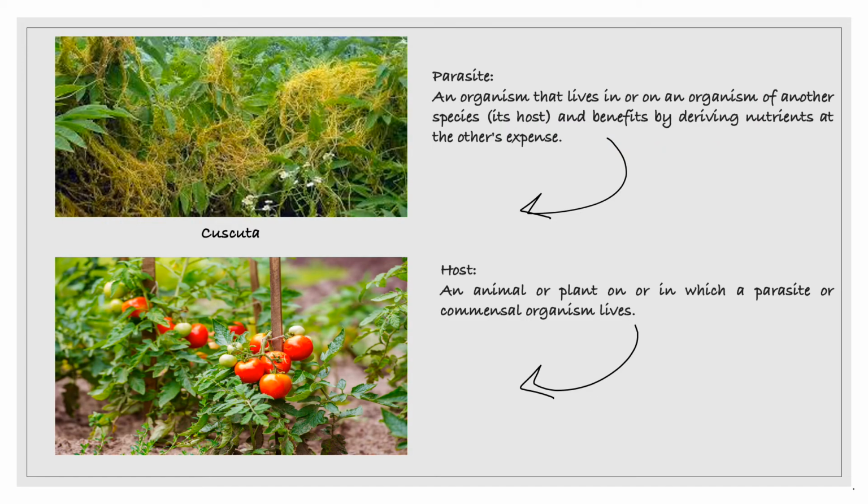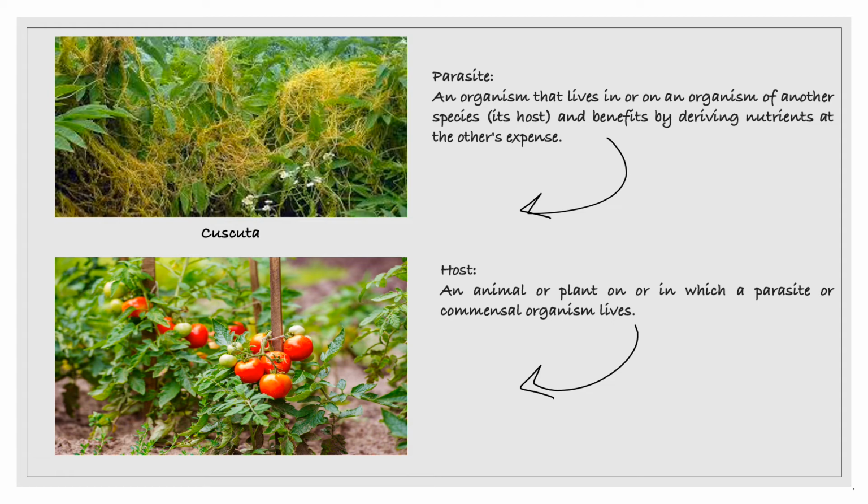Type of nutrition. So let's talk about these two terms over here, parasite and host. Parasite, as you can read from the definition, is an organism that lives in or on another organism and benefits by deriving nutrients at the other's expense. Which means a parasite is an organism which will live on another organism and will take its nutrients or will take its food from the animal or plant it is living on.